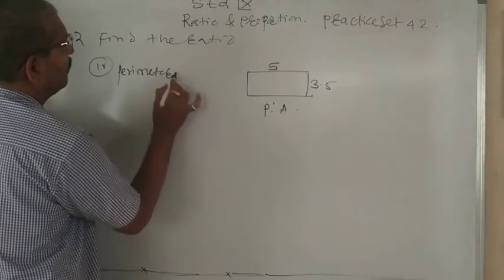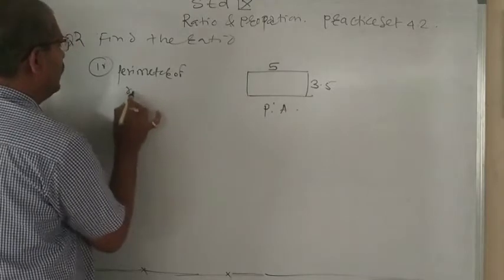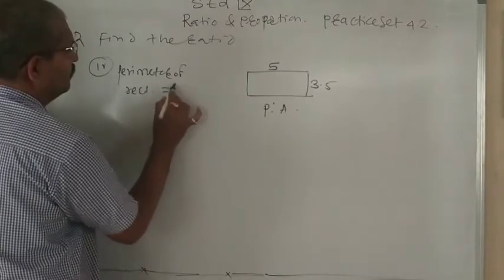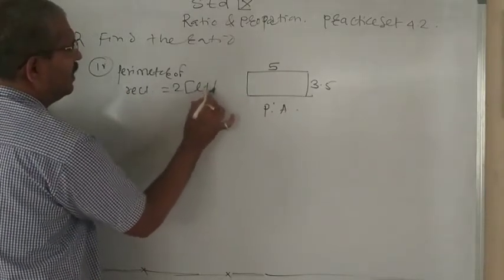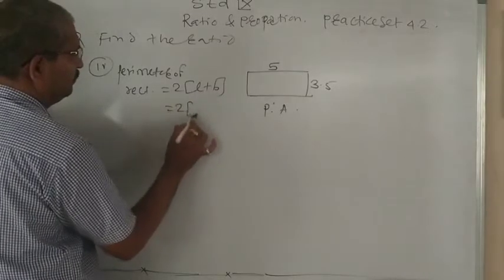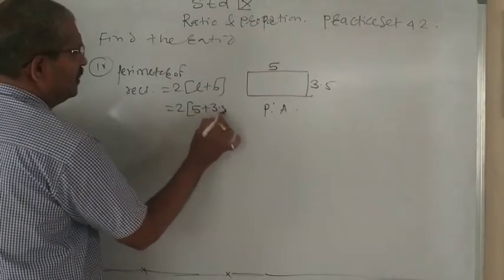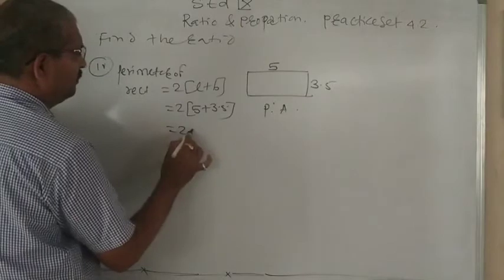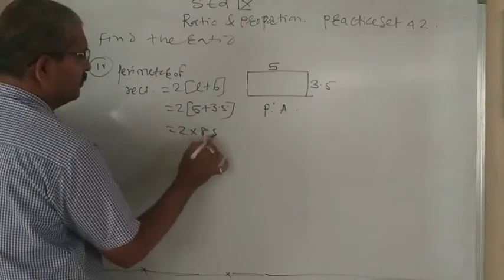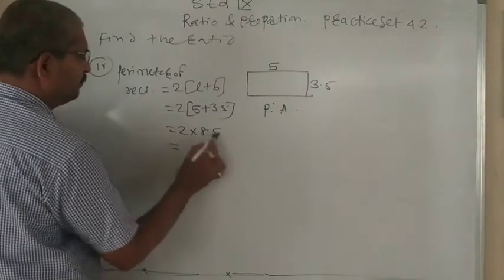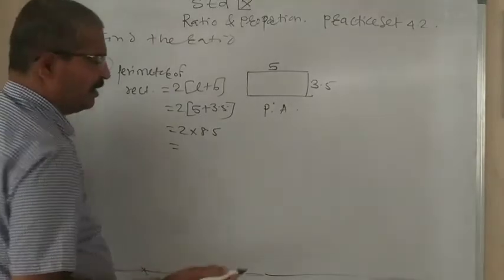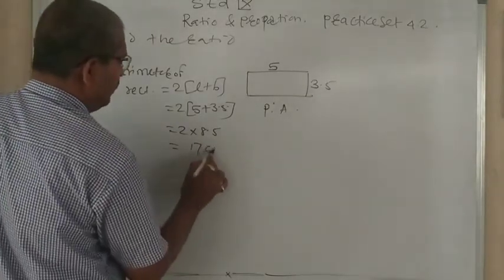perimeter of a rectangle is equal to 2 in bracket length plus breadth. This 5 plus 3.5, 8.5, means you will get 17 centimeter.